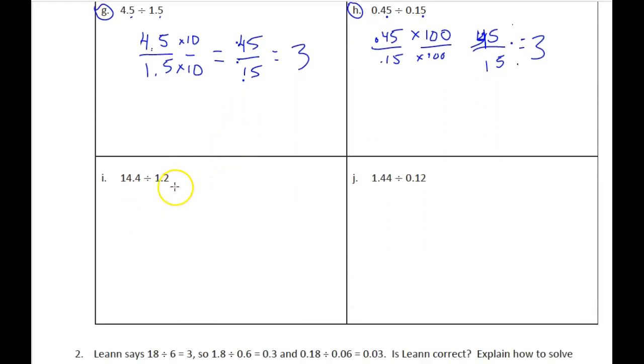Now we're going to look at one that's a little bit different. So this one, your 4 in the tenths place goes to the hundredths place. Your 2 in the tenths place also goes to the hundredths place. So let's not do that one. That one's going to be the same.